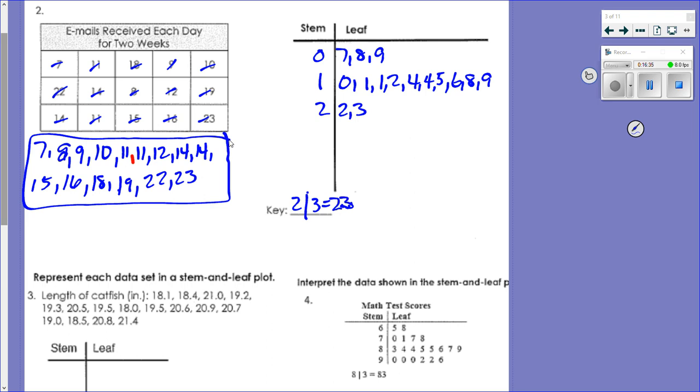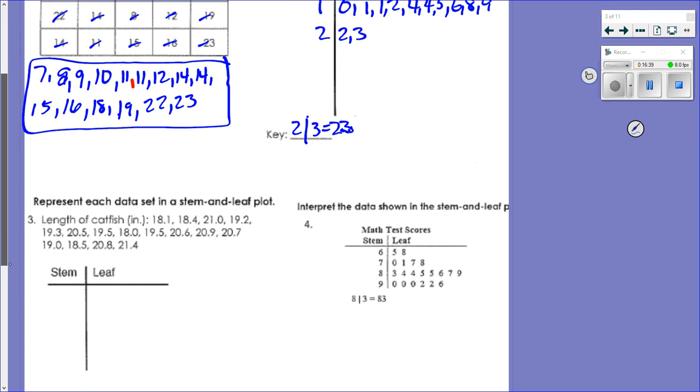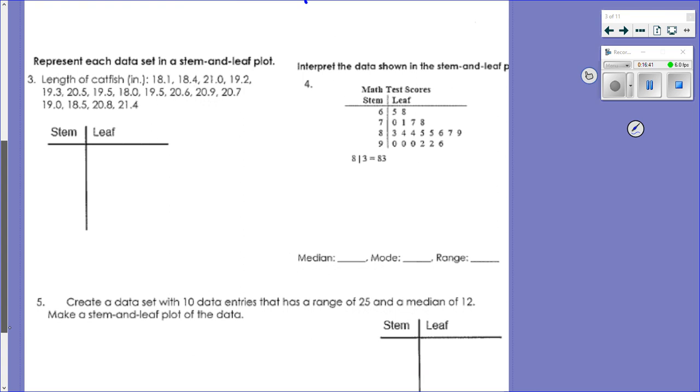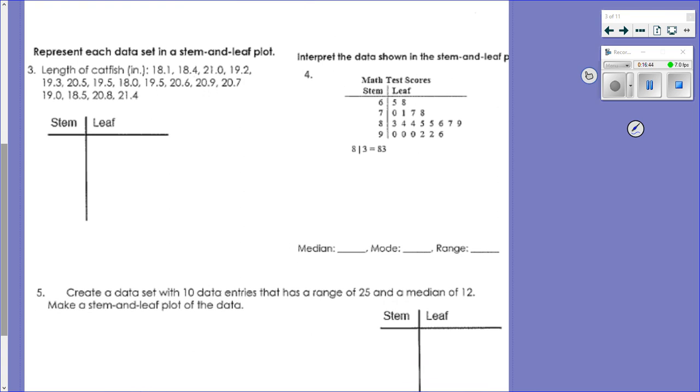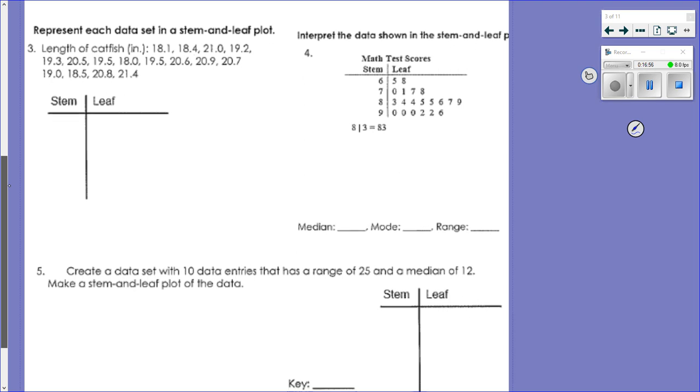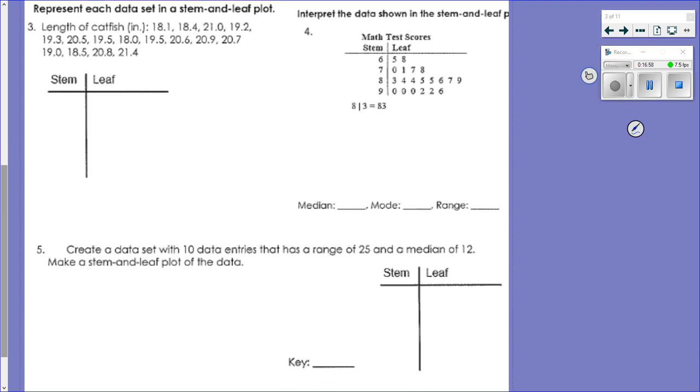Questions on this? Okay, good. I'm going to do number 3 for you, just because we haven't looked at one like this yet. So this is going to give you a really good indicator why your key is so important. Our first step is still the same. The first thing I need to do is go through my data and relist it in order.